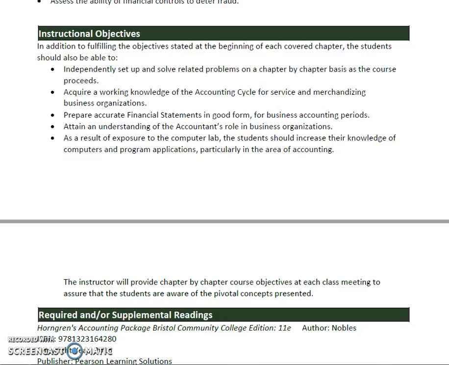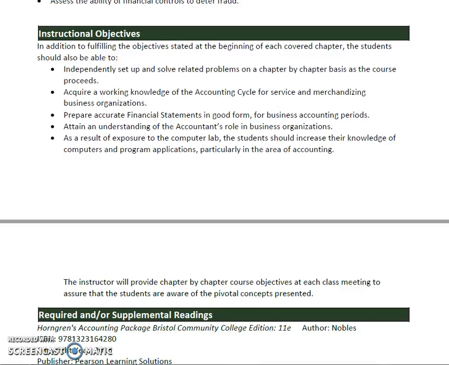Acquire a working knowledge of the accounting cycle for service and merchandising business organizations. The accounting cycle is a 365-day period. It could be a calendar year or it could be a fiscal year. It starts and ends at its least busy time. Prepare accurate financial statements in good form for business accounting periods. Attain an understanding of the accountant's role in a business organization.